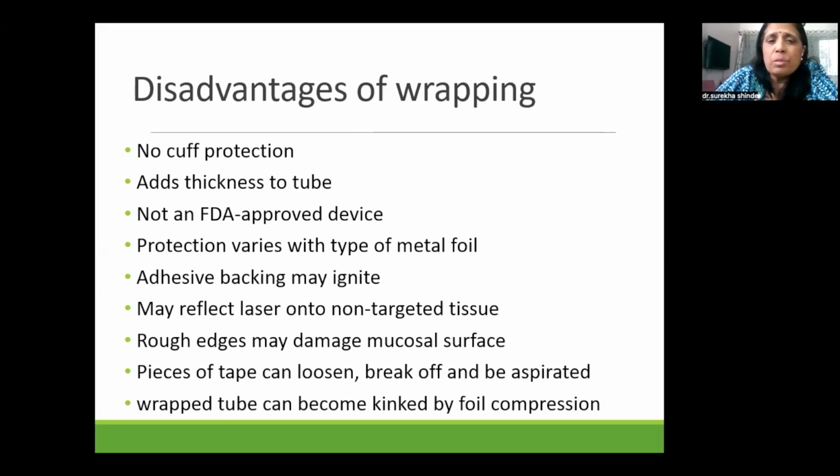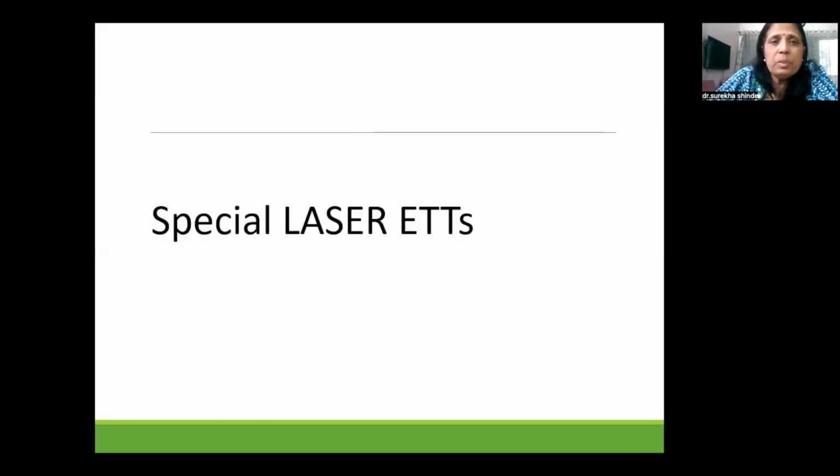The tape can loosen, break off, and can be aspirated, and then that can be like a foreign body bronchus kind of situation. And this tube can be made excessively thick. It can cause extraluminal tube compression. So there are some special laser ETTs available to combat all these complications that the metal tape can pose to you.